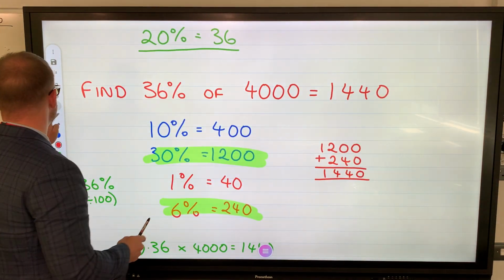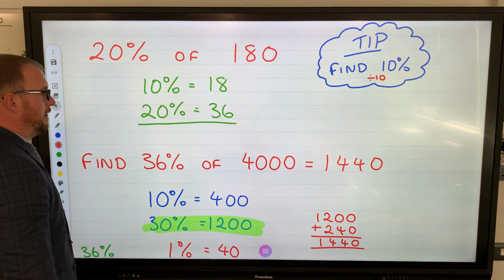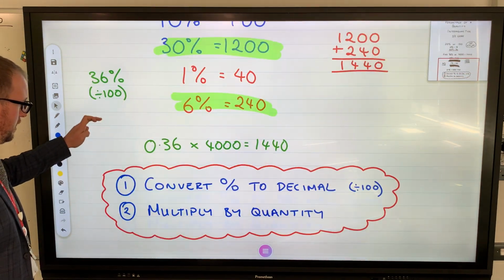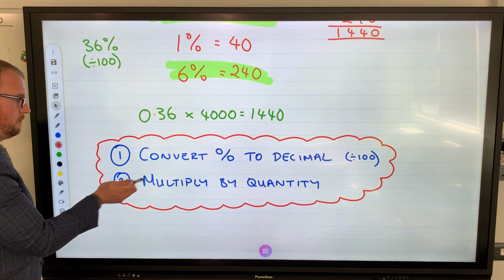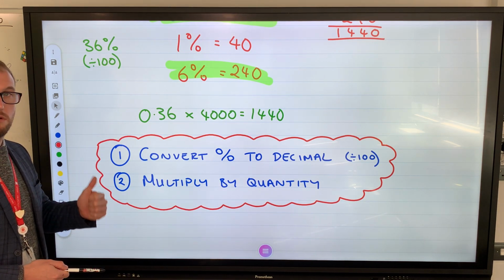Non-calculator: find 10% first. Use it to work out everything else. Calculator method: convert to decimal, multiply by quantity. Easy as that. Write down some notes, have a go.